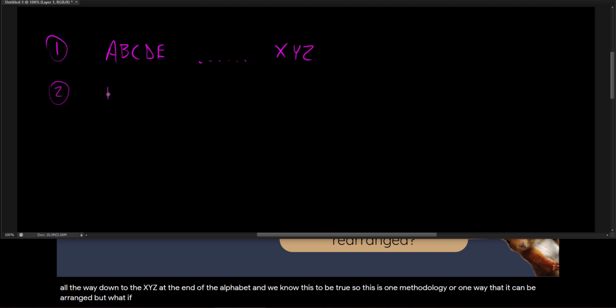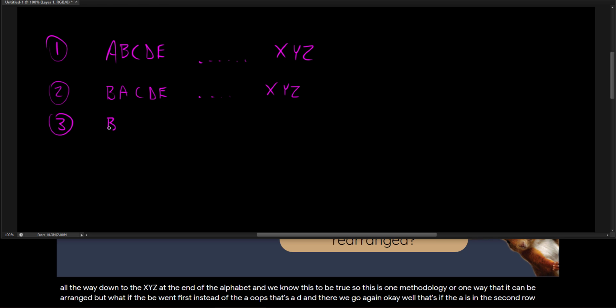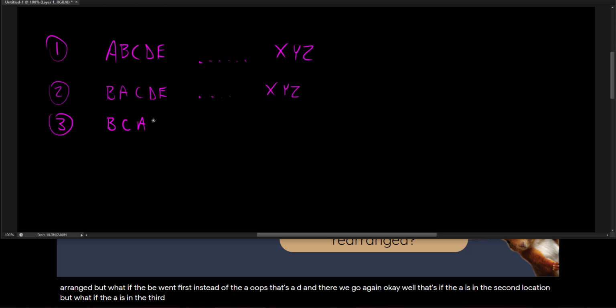But what if the B went first instead of the A? Oops, that's a D. And there we go. And all the way down to X, Y, Z. Again, okay, well, that's if the A is in the second location, but what if the A is in the third location and just trickles down and trickles down?